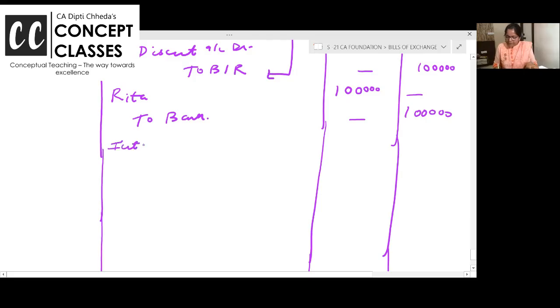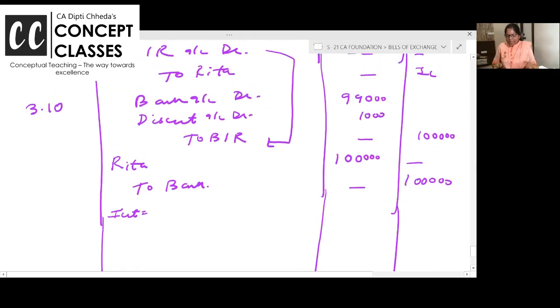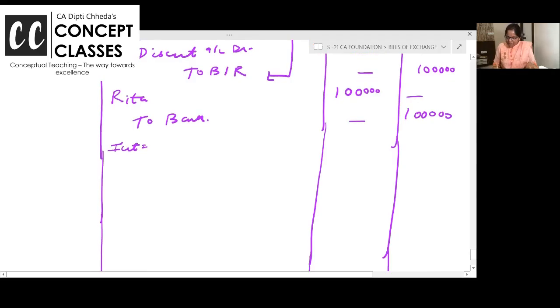First calculate the interest. 50,000 is what is being paid immediately. Total bill is for 1 lakh. 50,000 at 12% into 3/12, 1,500. Correct. See, the bill is dishonored for 1 lakh, agreed, but you are paying 50,000, no? So interest will be charged on 50,000 at the rate of 12% for 3 months. And that is coming to 1,500.